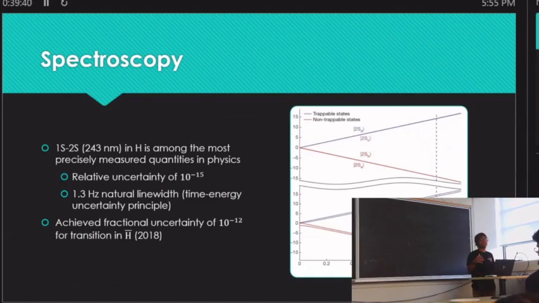And so that means that its time is pretty uncertain. Its energy is pretty well determined by the time-energy uncertainty principle. And so we want to find the same thing for antihydrogen.